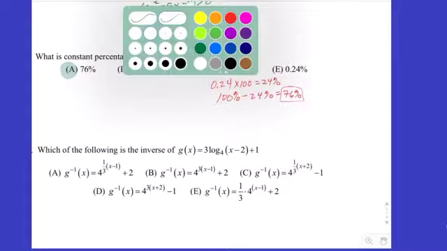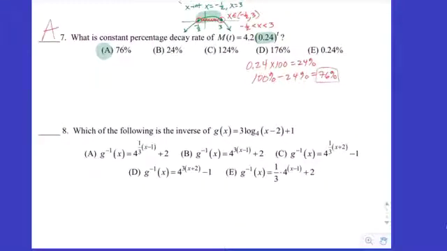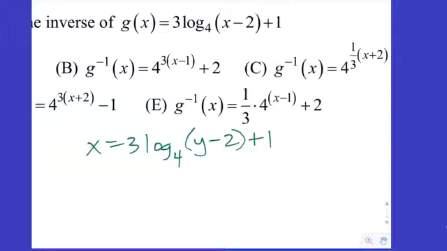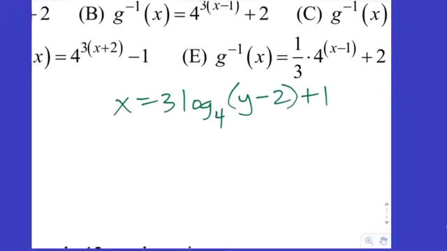All right, the next one, number 8. Which of the following is the inverse of this? g of x is a fancy name for y. The money step is when we interchange x and y. So g of x becomes x, and we have 3 log base 4 of x becomes y. There's interchanging your variables, and now it's just a matter of solving for y.